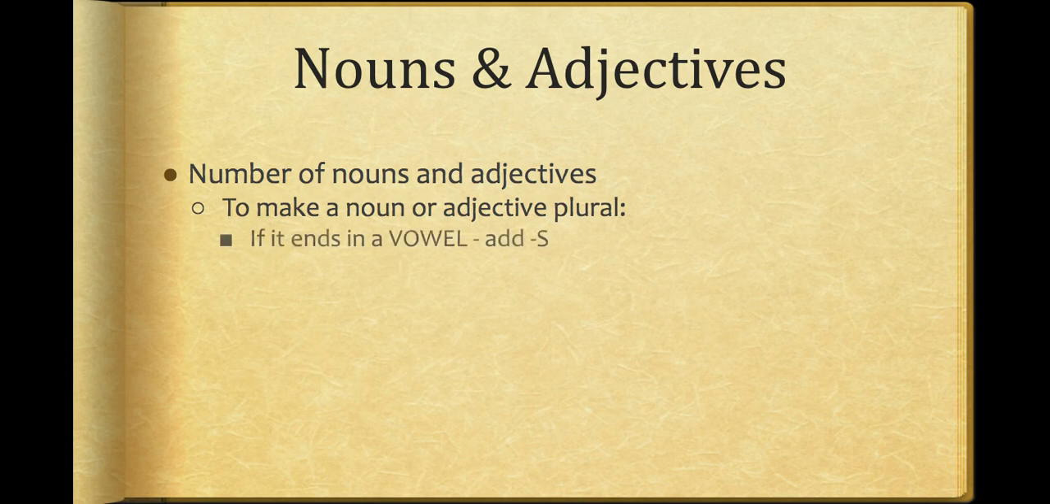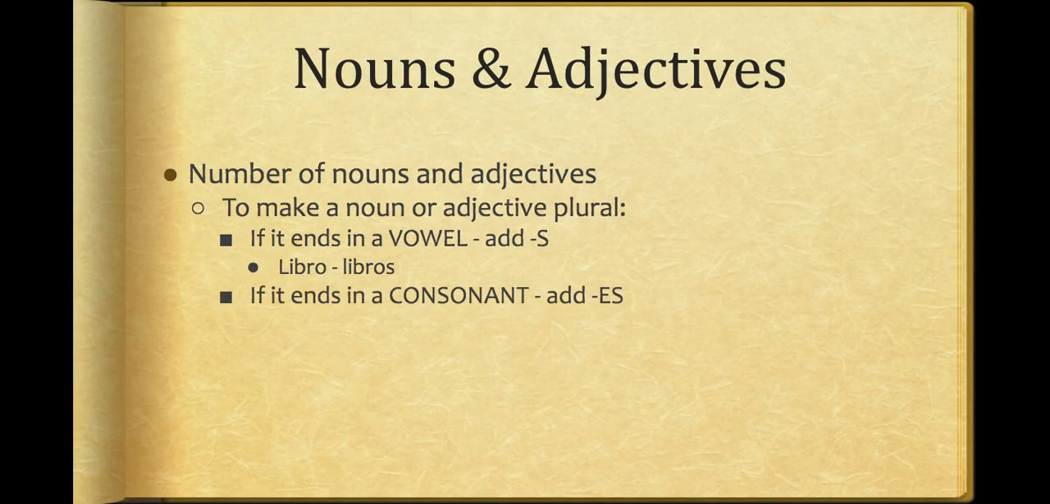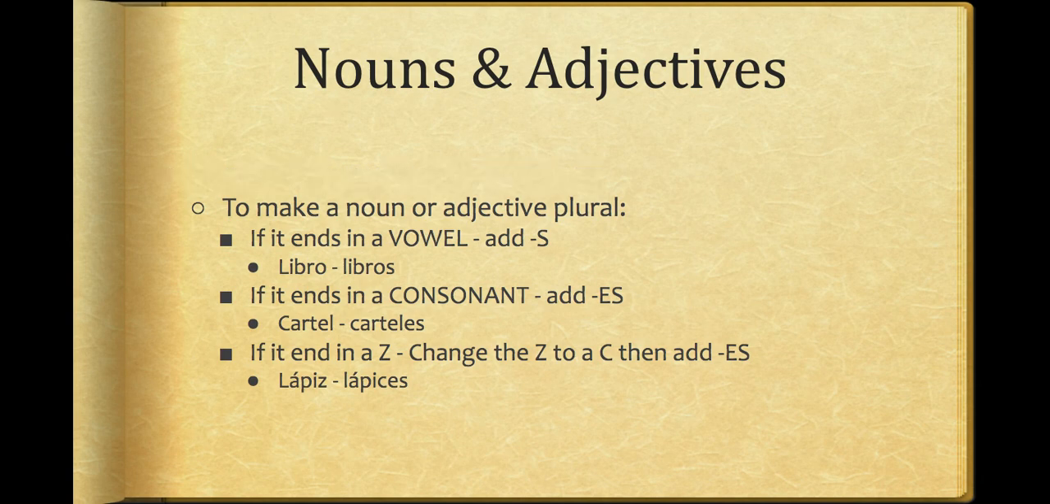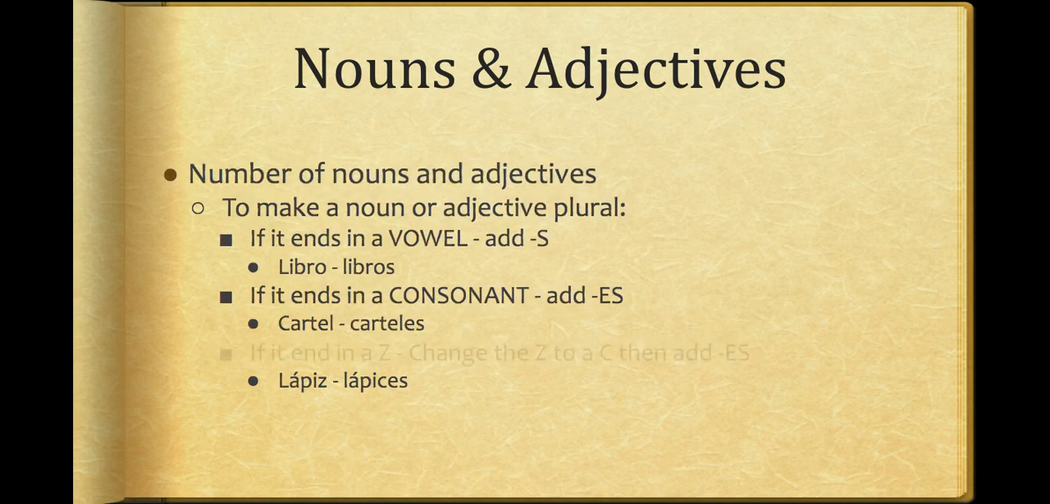So number of nouns and adjectives: in order to make a noun or adjective plural, if it ends in a vowel, we add S. So libro becomes libros. If we're talking about a bed, cama becomes camas. If it ends in a consonant, we add ES. For example, cartel, which is poster, would be carteles if we're talking about more than one. And if it ends in a Z, we change the Z to a C and add ES. We don't have many of these. You have lápiz, which is lápices, and that's pretty much the primary one that you'll use.